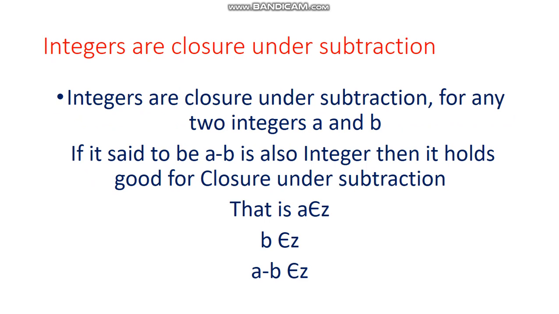For example, a and b are integers. When we subtract a minus b, we get the difference, which is also an integer. So a belongs to Z, b belongs to Z, this symbol denotes belongs to, then a minus b belongs to Z. Then the integers are closed under subtraction.